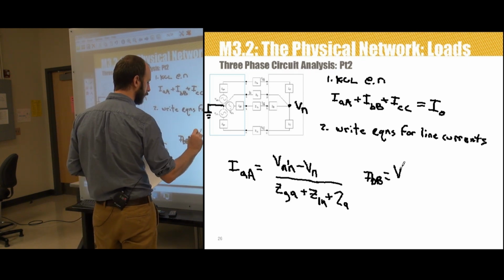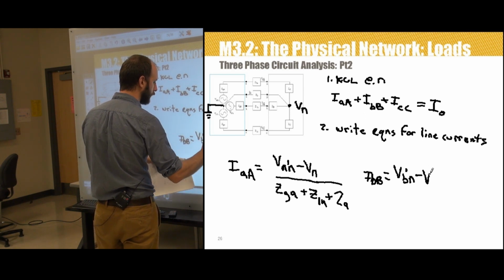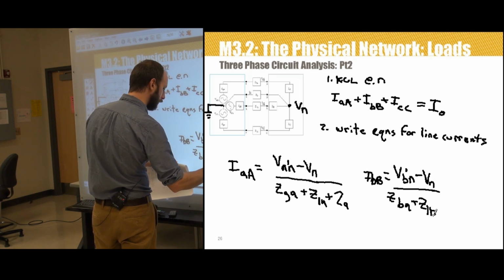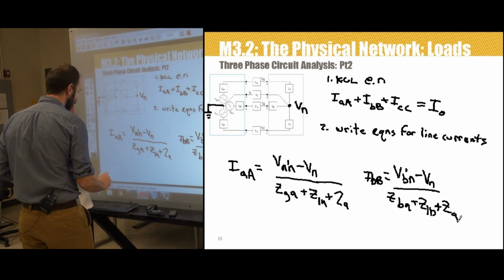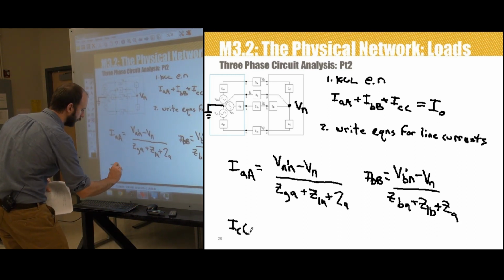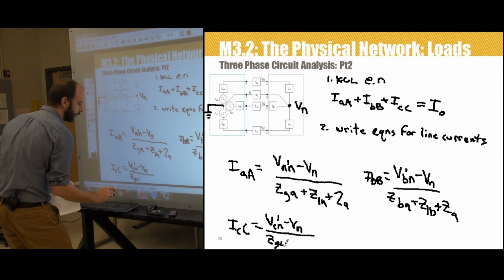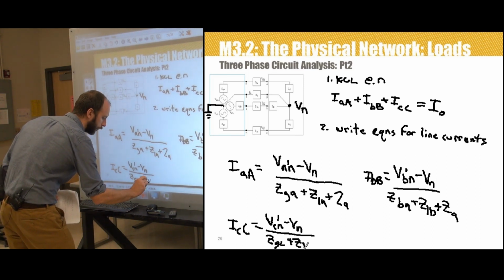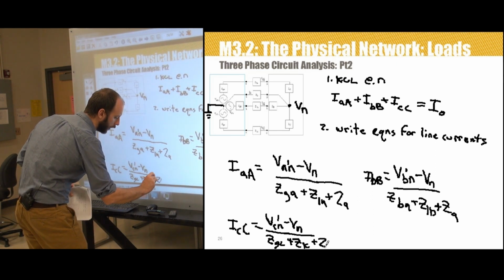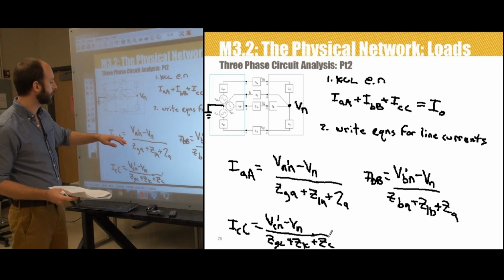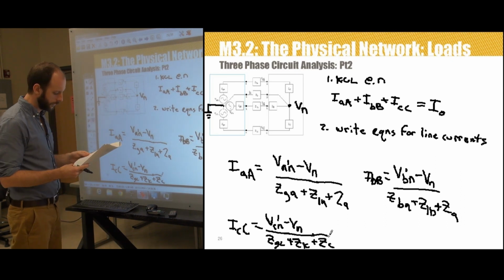IBB is just VB prime N minus Vn over ZGB plus Z1B plus ZB. And then ICC is going to be VC prime N minus Vn. We're going to divide that by the impedance of the generator for phase C plus the impedance of the transmission or distribution line for phase C plus the load impedance of phase C. So we can just rewrite each of these line currents in terms of the voltages at these different nodes.